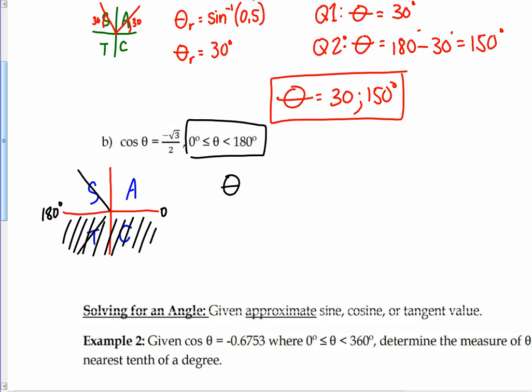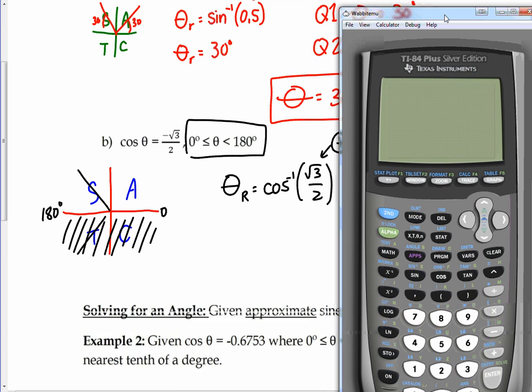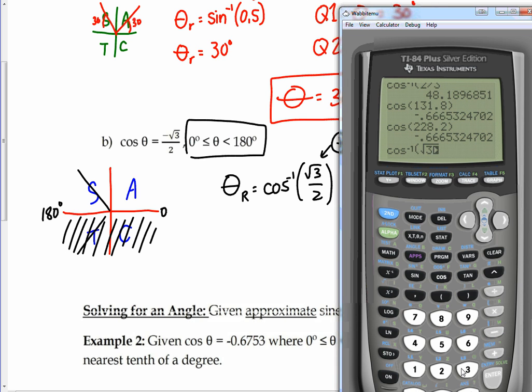So let's start by finding my reference angle. How would I find my reference angle? Inverse cos of, what would I type in? The positive ratio. Notice that's positive. So inverse cos of root 3 over 2. Calculator. So we do that by going second cos root 3. Make sure you get out of the square root, so you might have to close the brackets depending on the type of calculator, or push the right arrow over 2. Okay, my reference angle is 30.